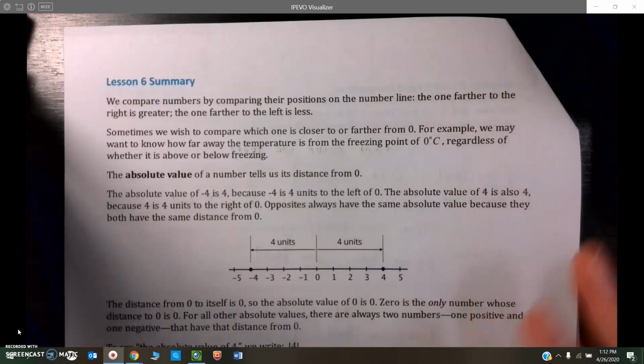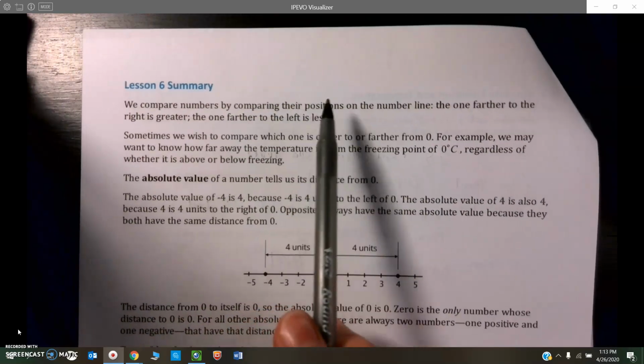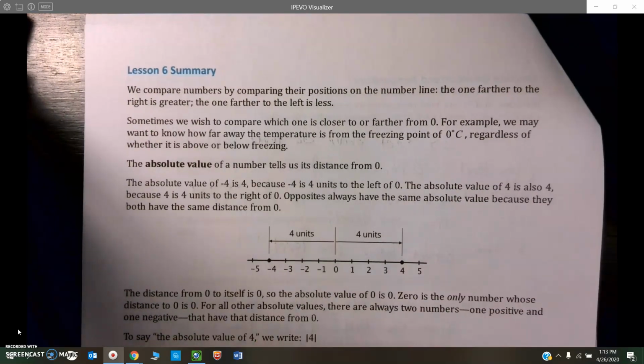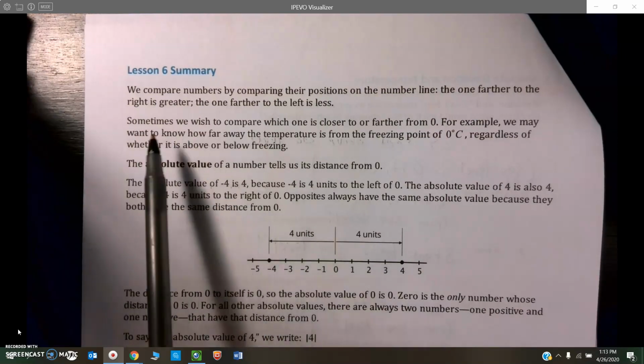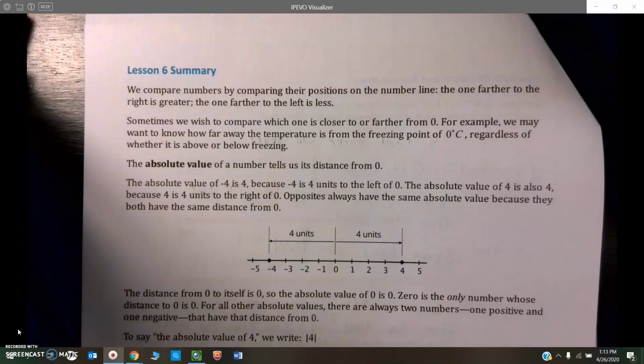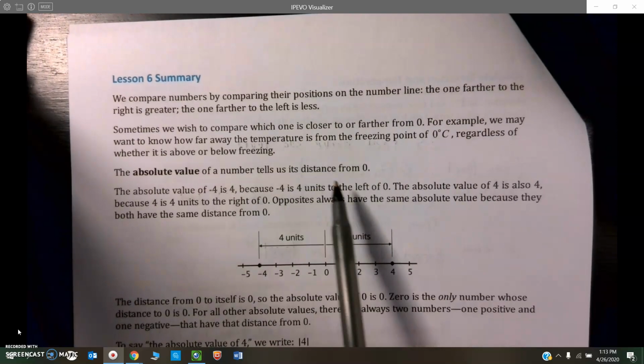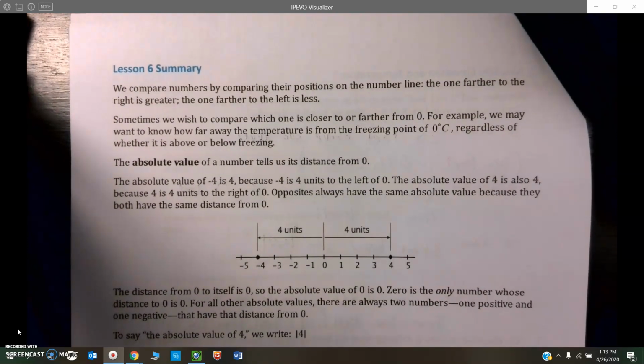Now let's flip over to our lesson summary. Once again, we compare numbers by comparing their positions on the number line. The one farther to the right is greater, the one farther to the left is less. That's always important to note. However, sometimes we're not talking about which one is greater or less. Sometimes we're just talking about which one is closer to 0. That's where absolute value comes in. Absolute value of a number tells us the distance from 0. That's going to be our key takeaway from today.